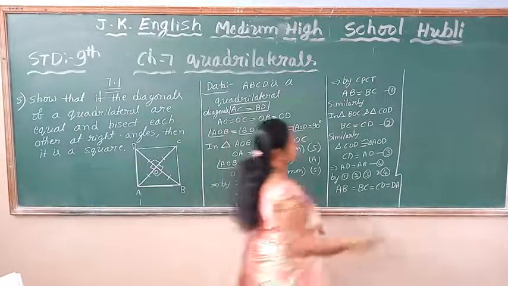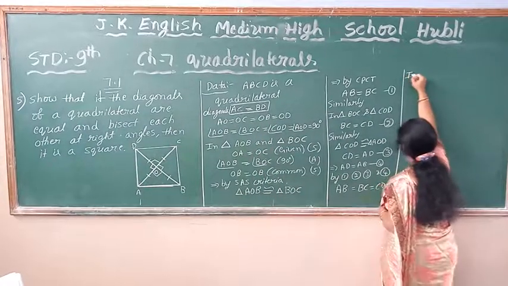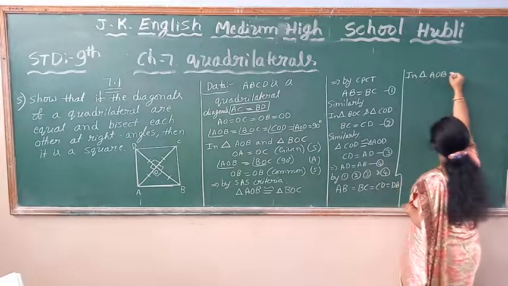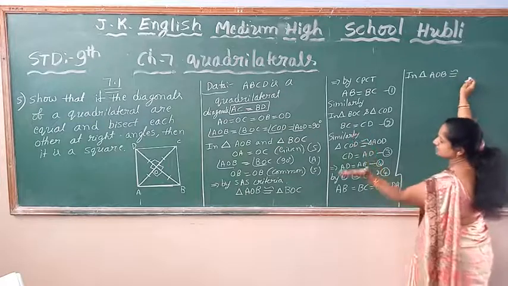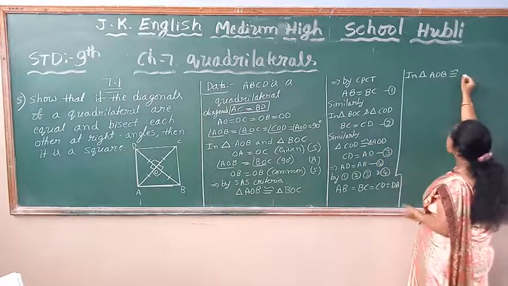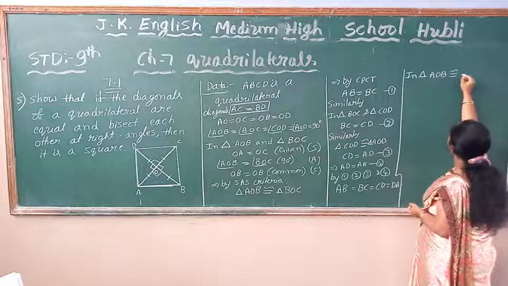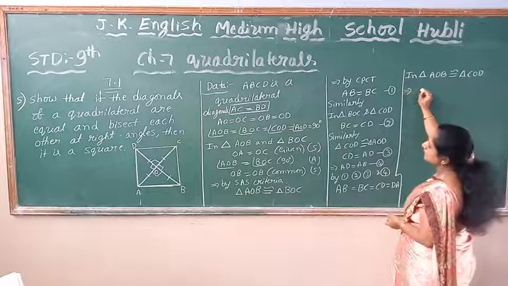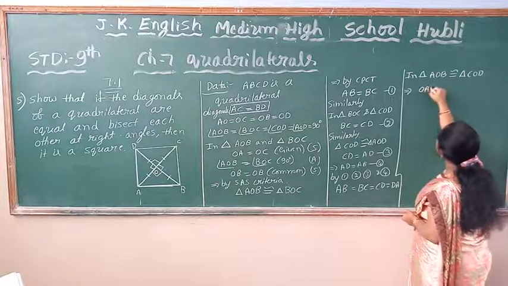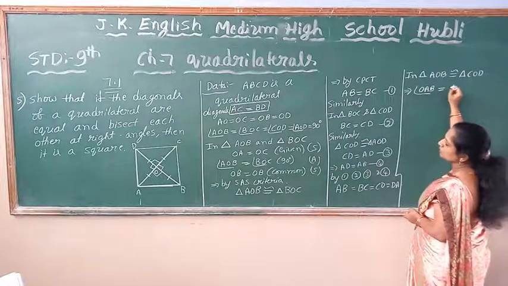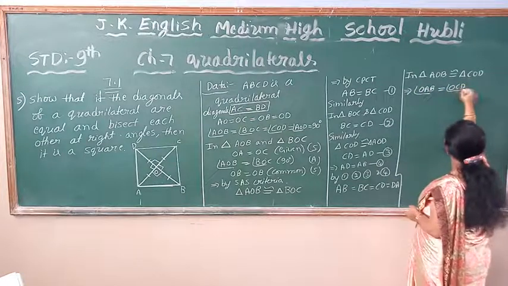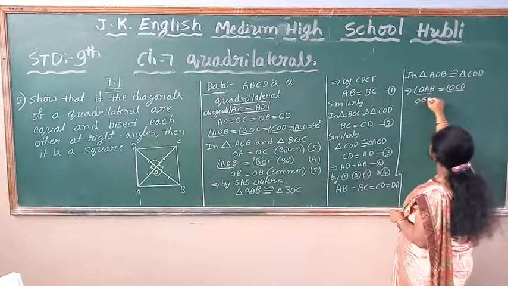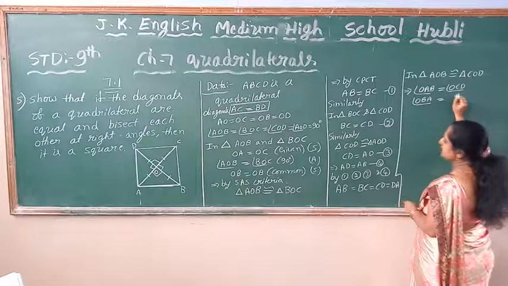So in triangle AOB, already we know these triangles are congruent, so triangle AOB is congruent to triangle COD. It implies alternate angles are equal, that is angle OAB is equal to angle OCD, and angle OBA is equal to angle ODC.